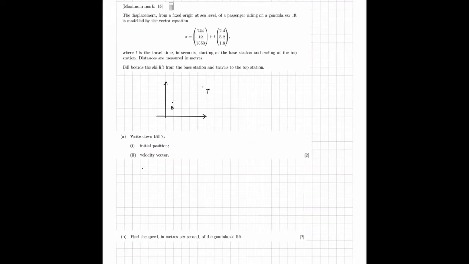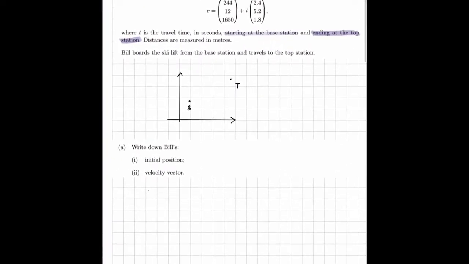Let's look at this vector question. The displacement from a fixed origin at sea level of a passenger riding on a gondola is modeled by this equation, where t is the travel time starting at the base station and ending at the top station. Distance is measured in meters. So Bill boards the ski lift from the base station and travels to the top station.